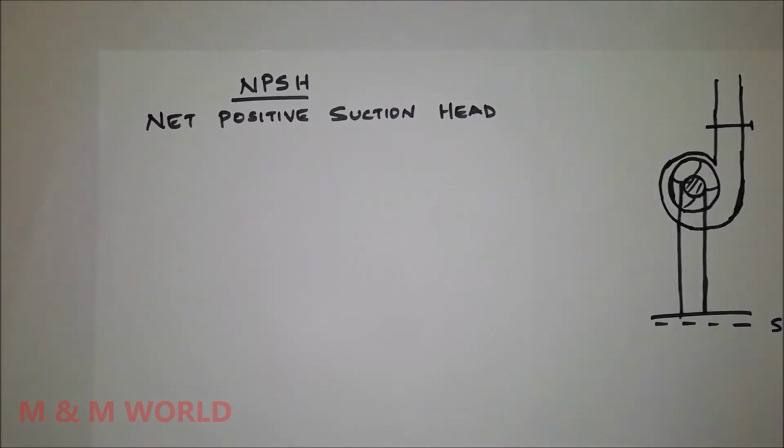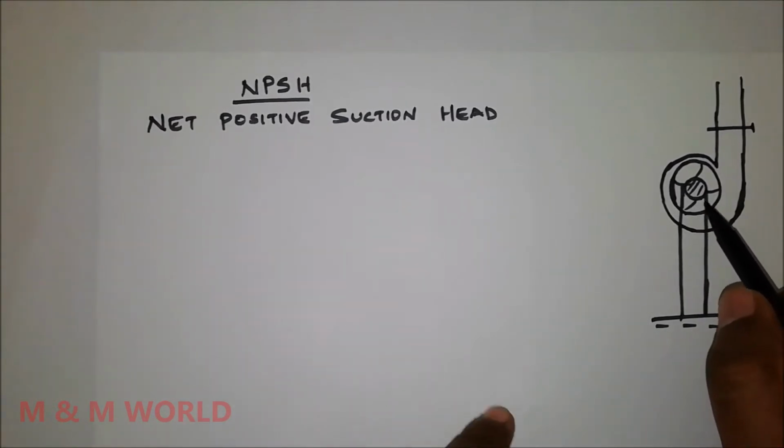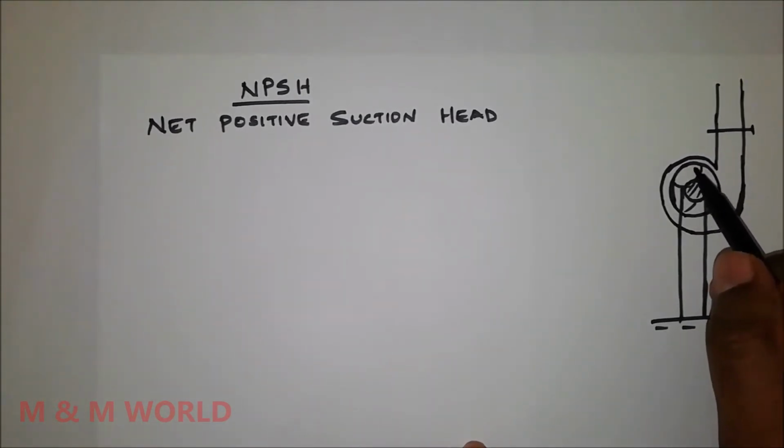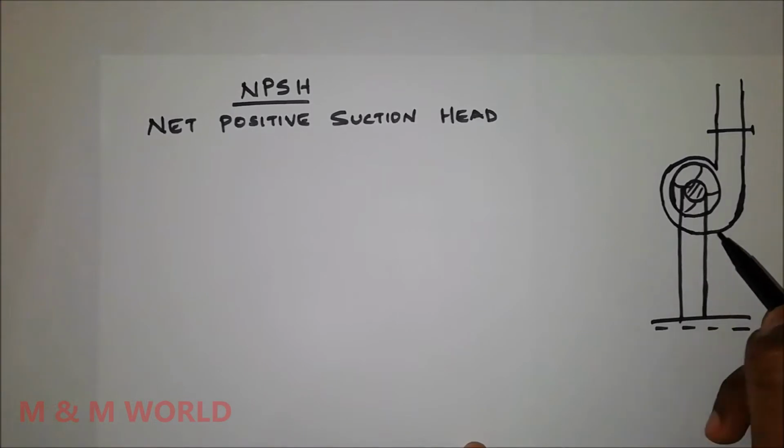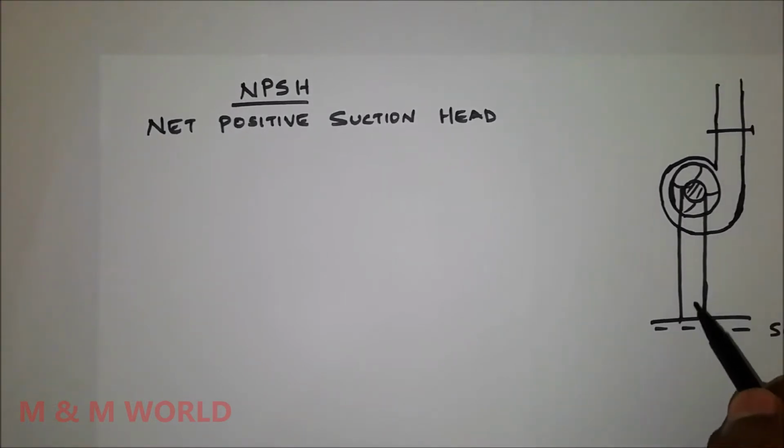So this is a centrifugal pump. This is the eye of the impeller. This one is the impeller. Then you can see the casing, the delivery pipe, the suction pipe, and the water is being stored in the sump.